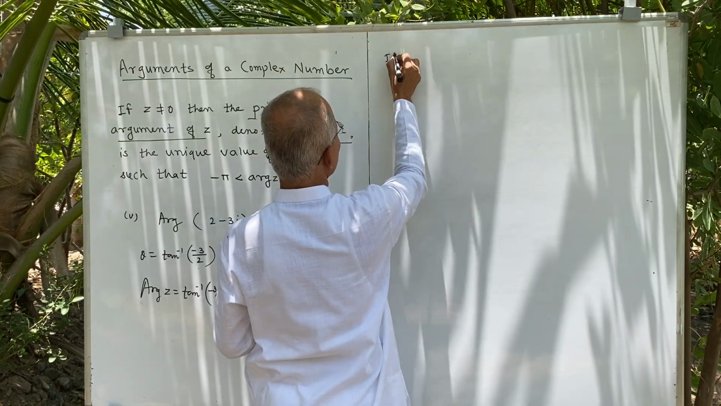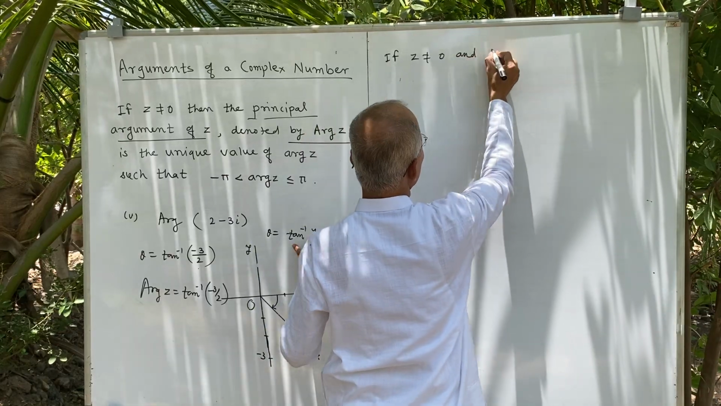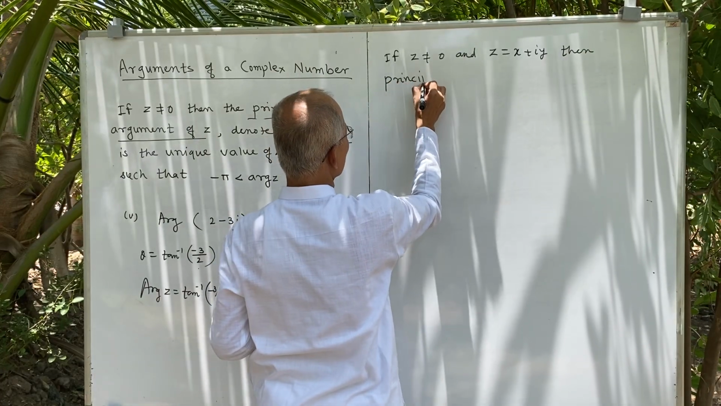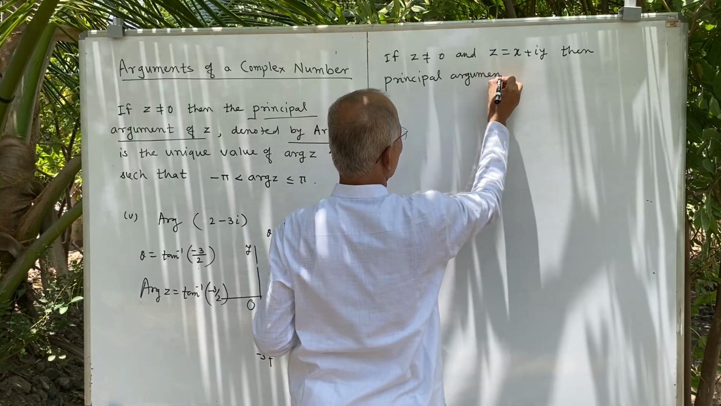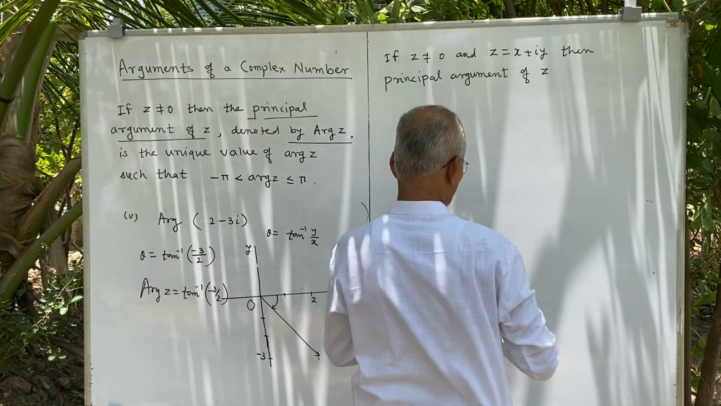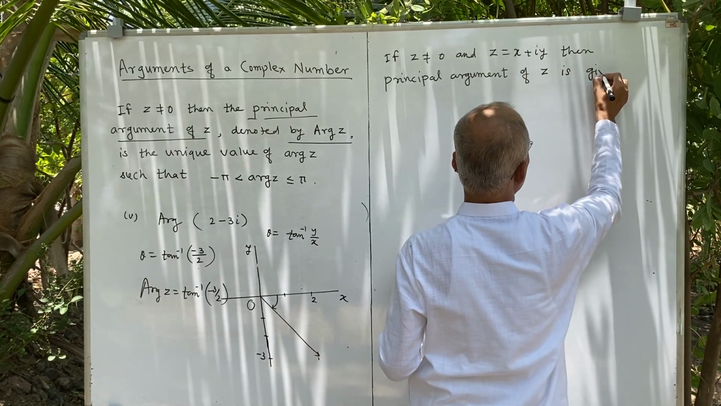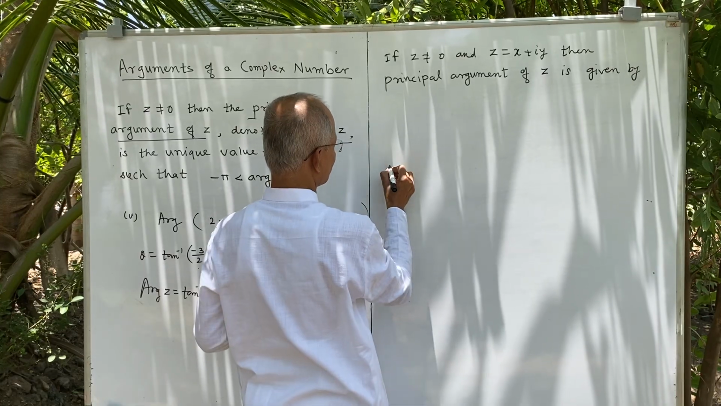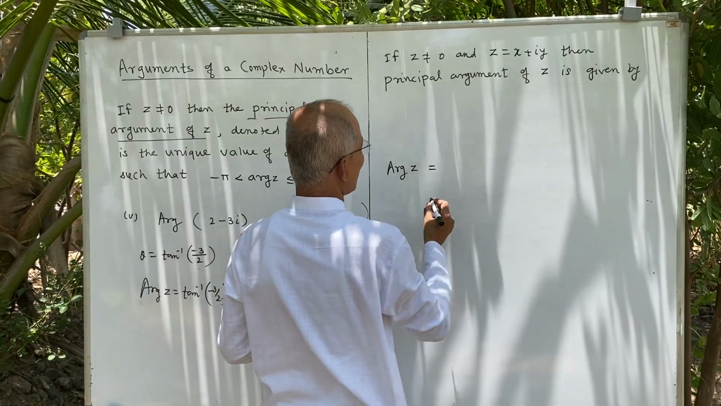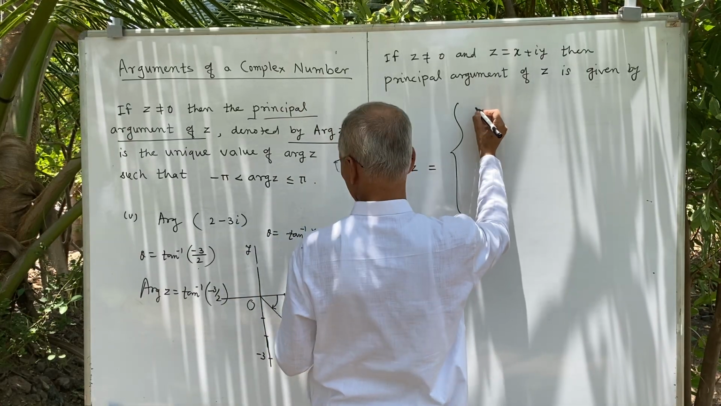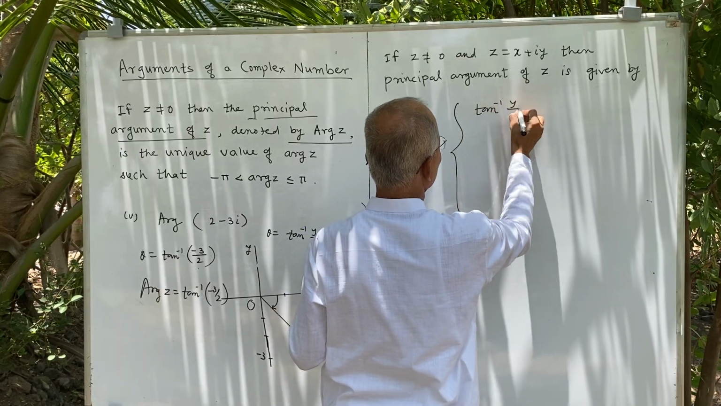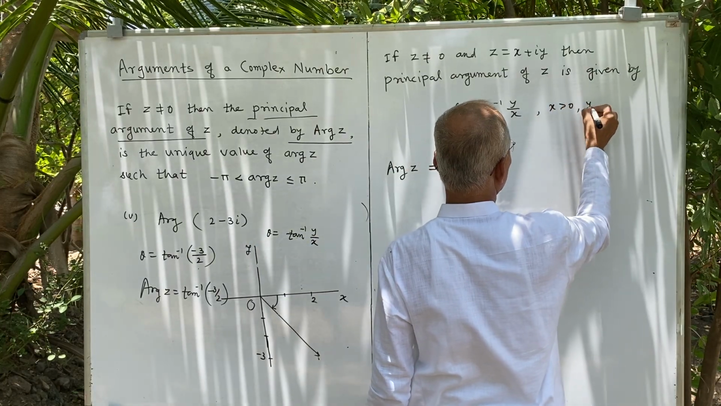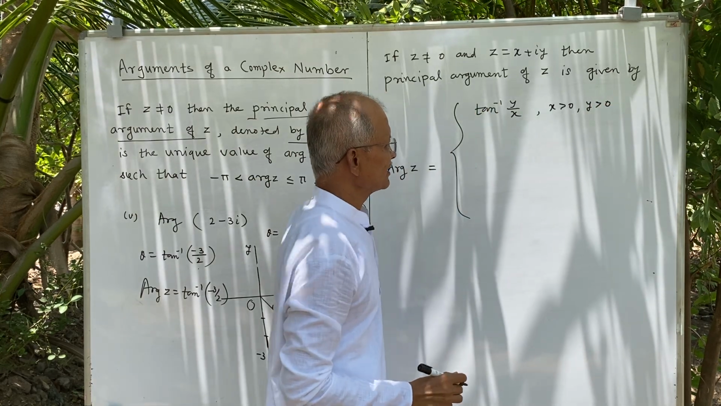If z is not equal to 0 and z is equal to x plus iy, then the principal argument of z, this is the notation, is given by simply tan inverse of y upon x if x is positive, y is positive, x greater than 0, y greater than 0, and that means the point lies in the first quadrant.